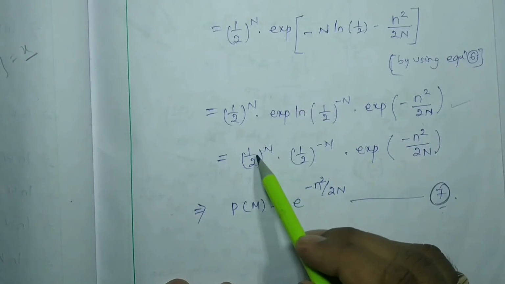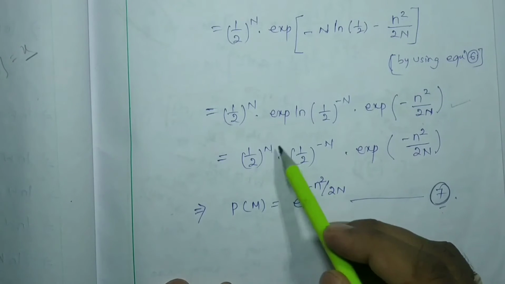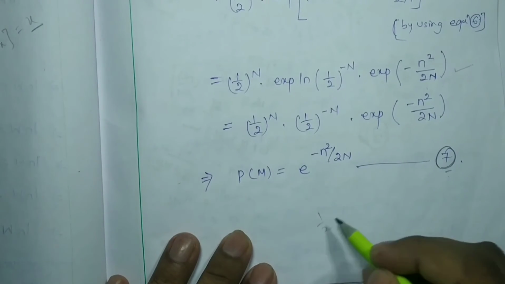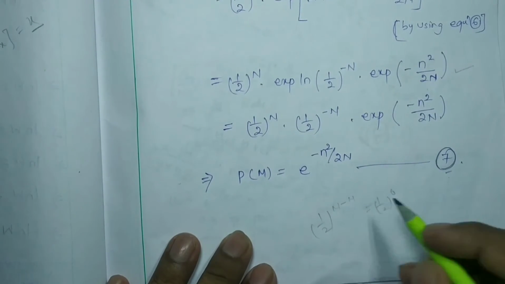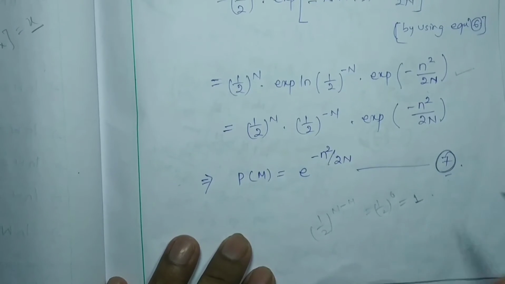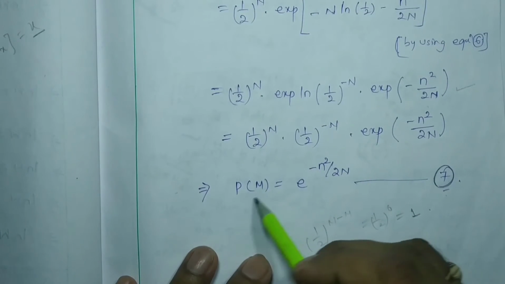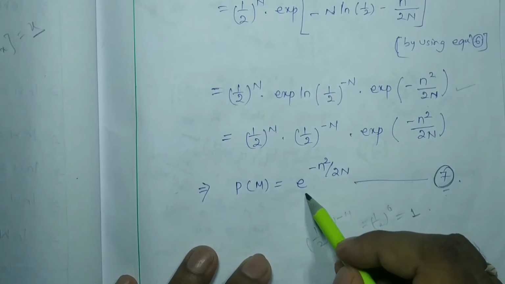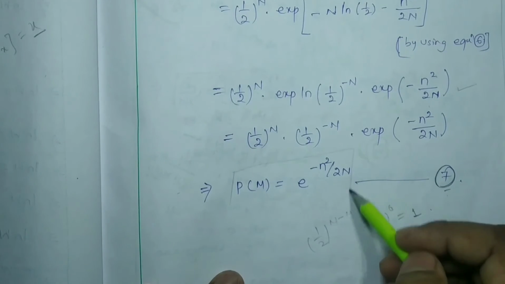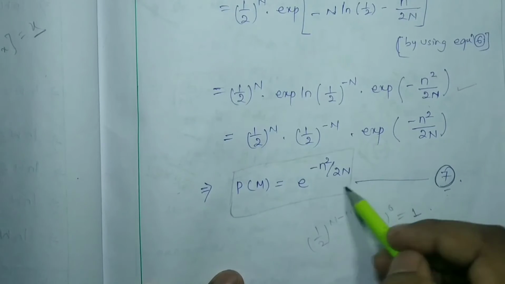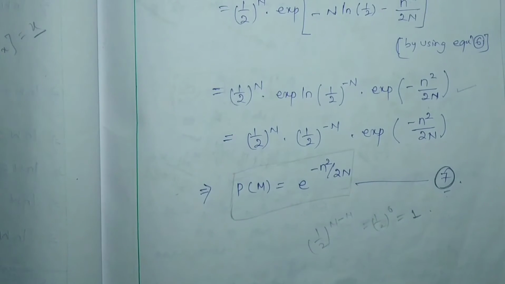So it will be 1 by 2 to the power n, 1 by 2 to the power n minus n. That means 1 by 2 to the power 0 will be nothing but 1. So P_m, at last, we found e to the power minus small n square by 2N. This is the representation of a Gaussian function. Okay, so this is your equation number 7.